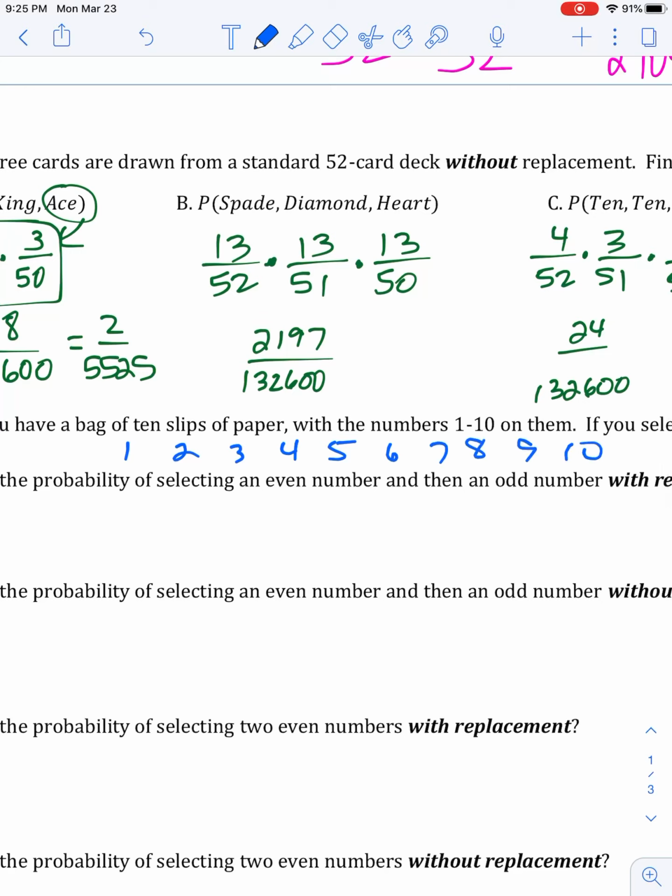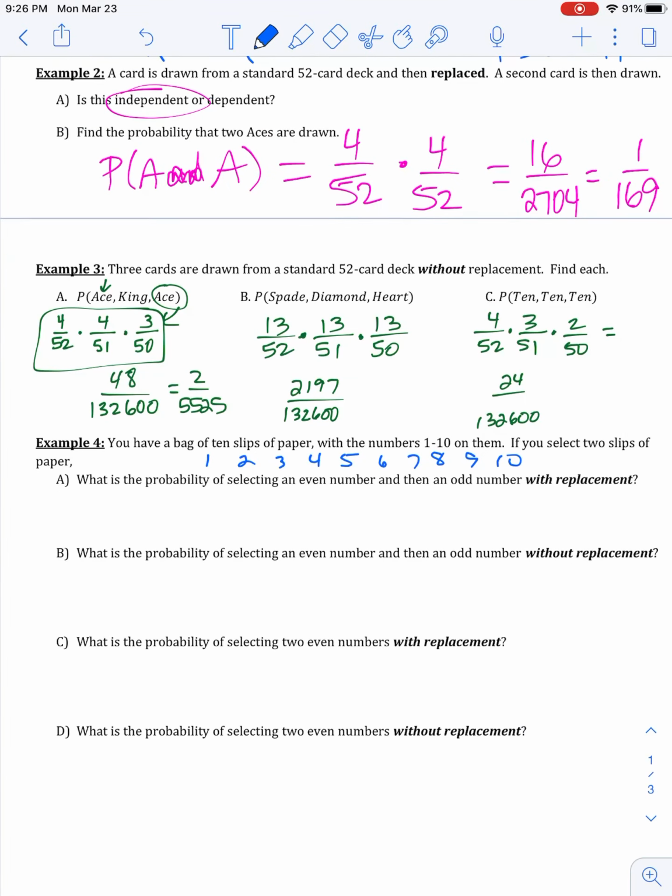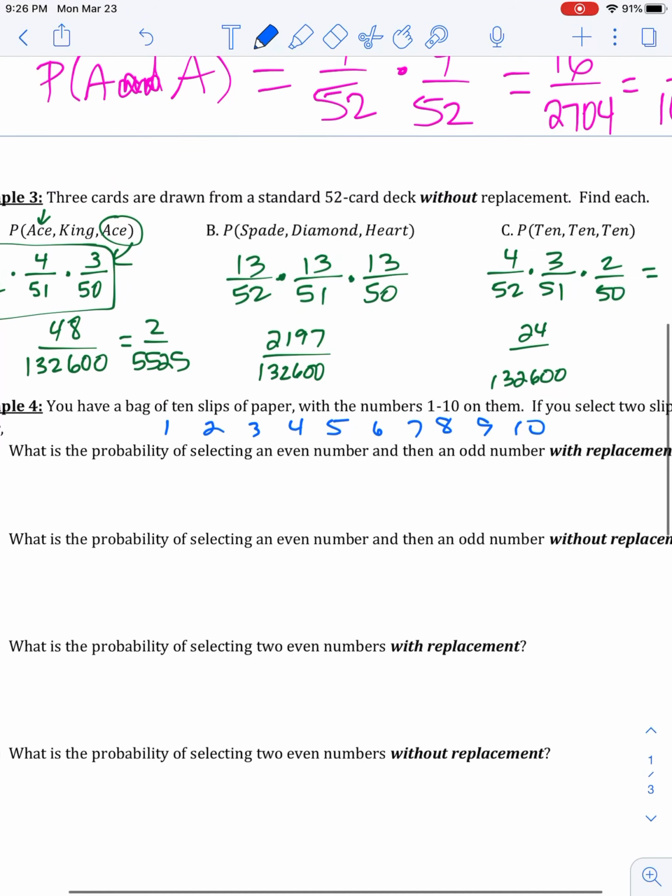Even numbers are 2, 4, 6, 8, 10. So there's 5 of those. Odd numbers are 1, 3, 5, 7, 9. So there's 5 of those. So what's the probability of getting an even number and then an odd number? I'm not going to reduce until the very end.